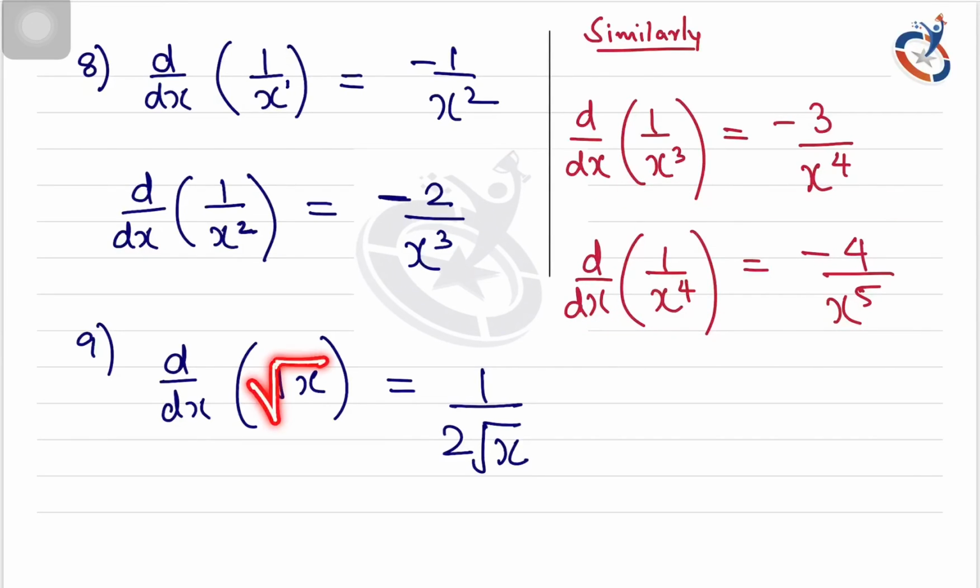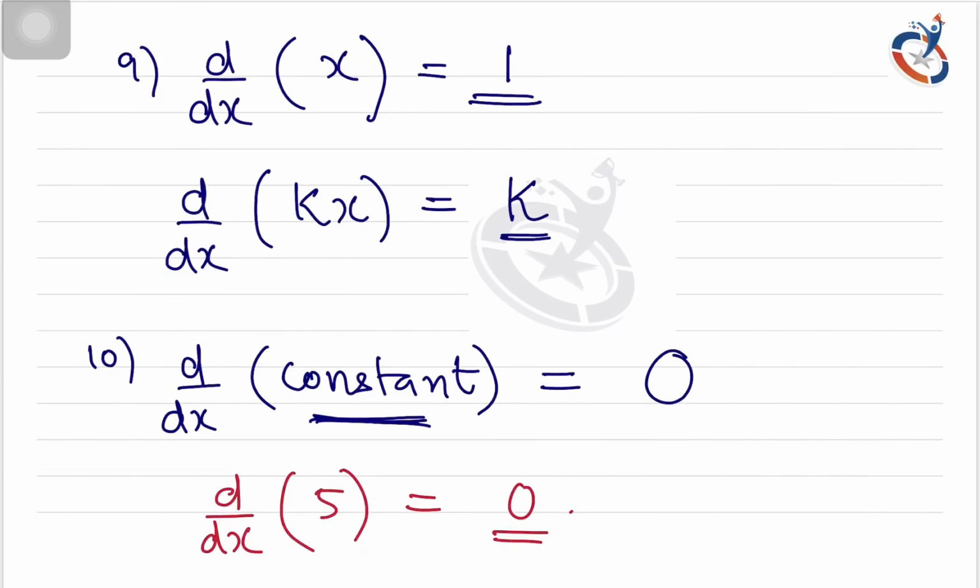Then root x, derivative of root x is equals to 1 upon 2 root x. Root x ka derivative is 1 upon 2 root x. That's very important. X ka derivative with respect to x is equal to 1. Derivative of any variable with respect to the same variable is always equal to 1. Okay. If you have derivative of x, it's going to be 1.